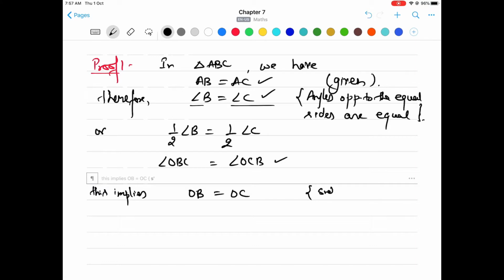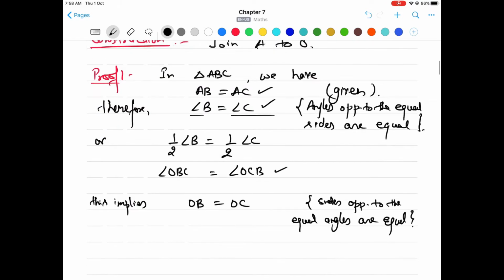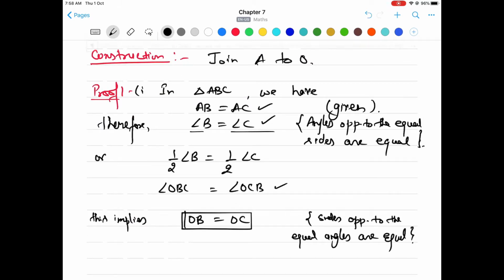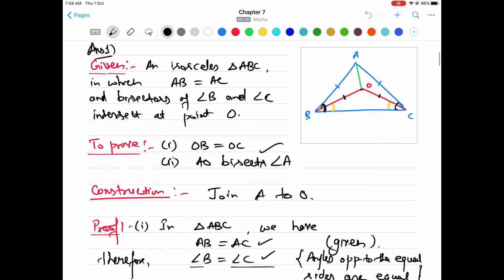That is, sides opposite to the equal angles are equal. Okay, so that's what we have to prove in part 1, that OB equals OC, which we have got here. Now we have to prove the second part. This was first. Second one is, we have to prove that AO bisects angle A.